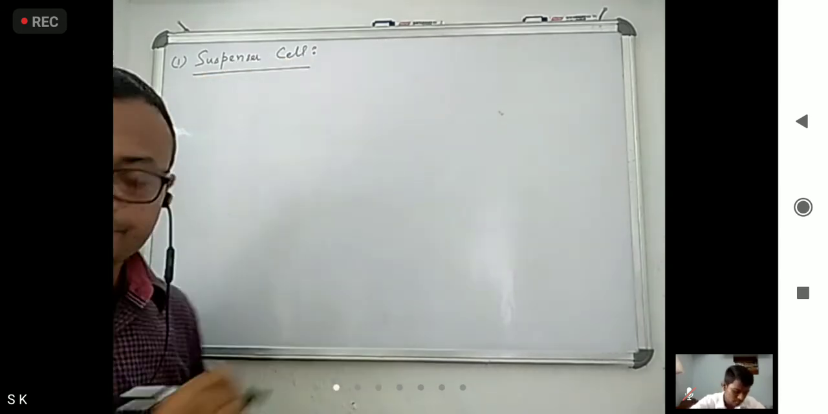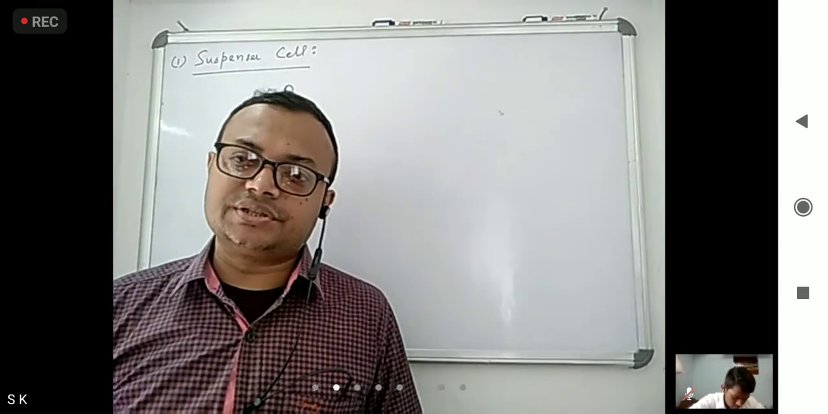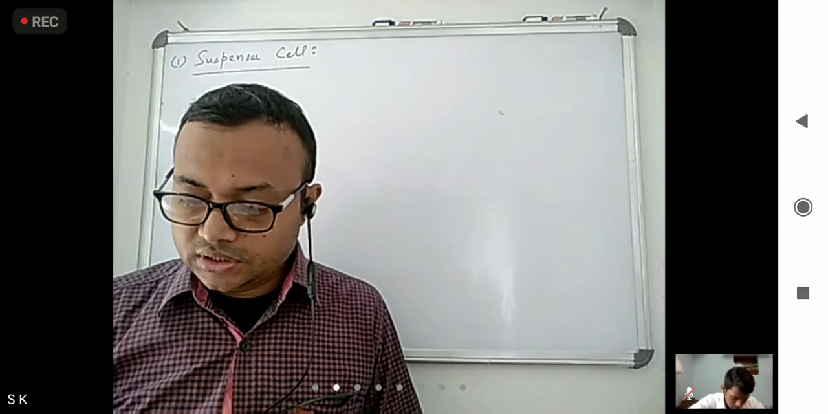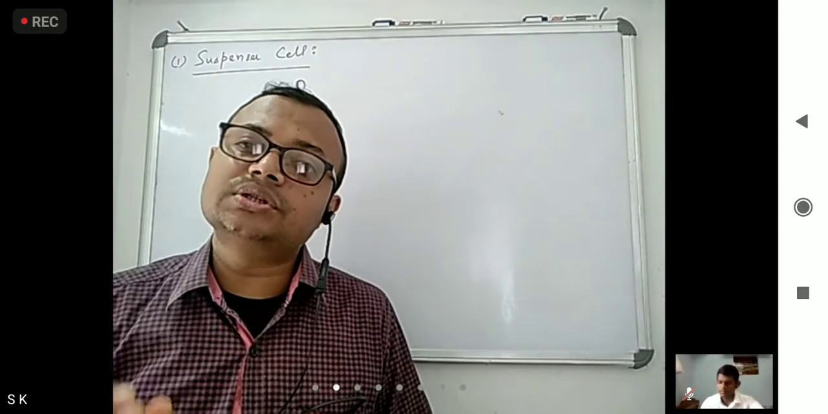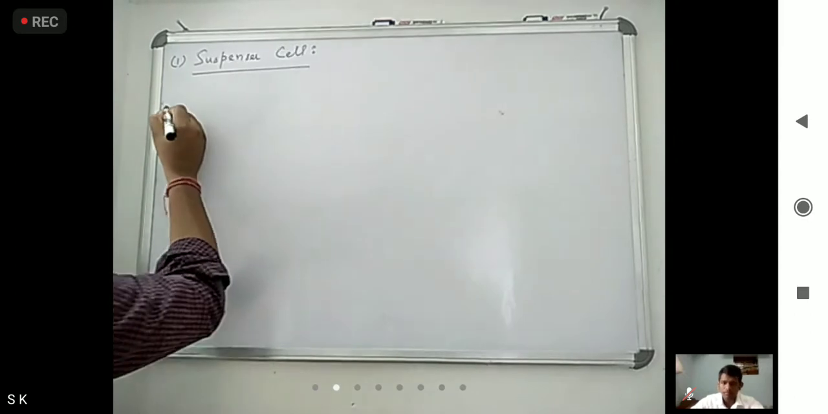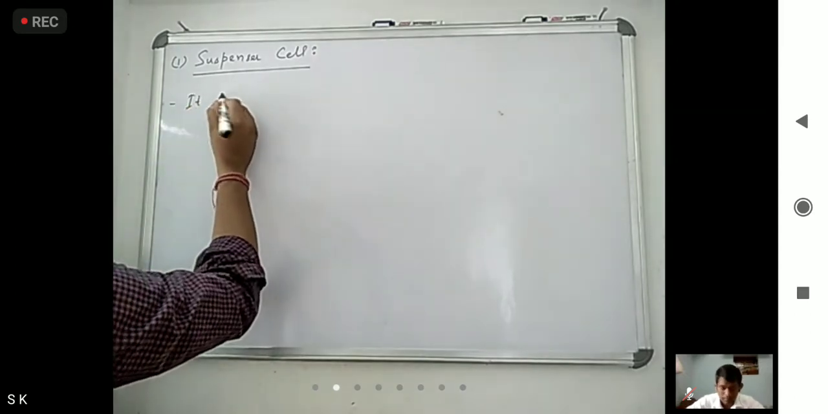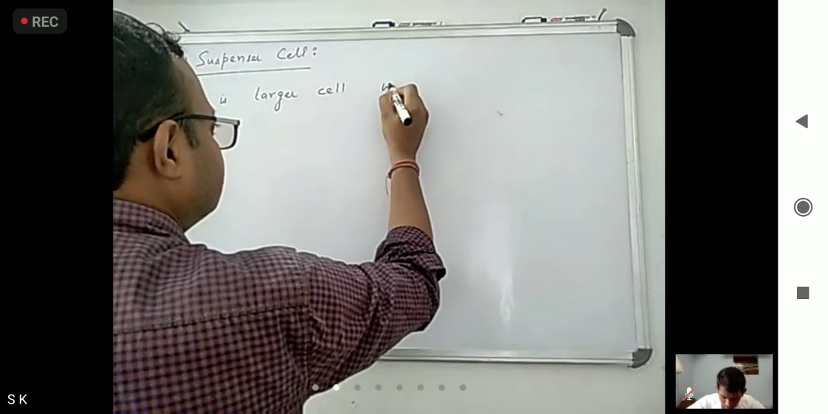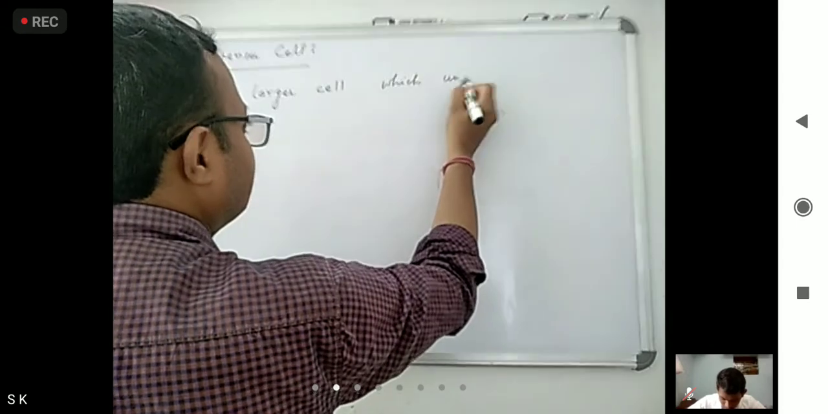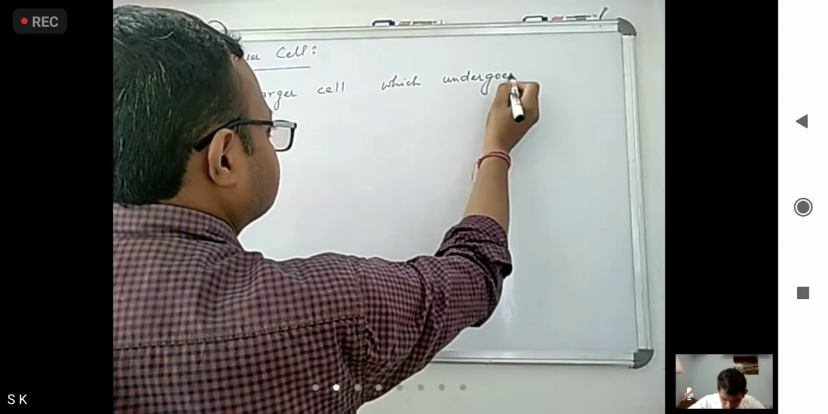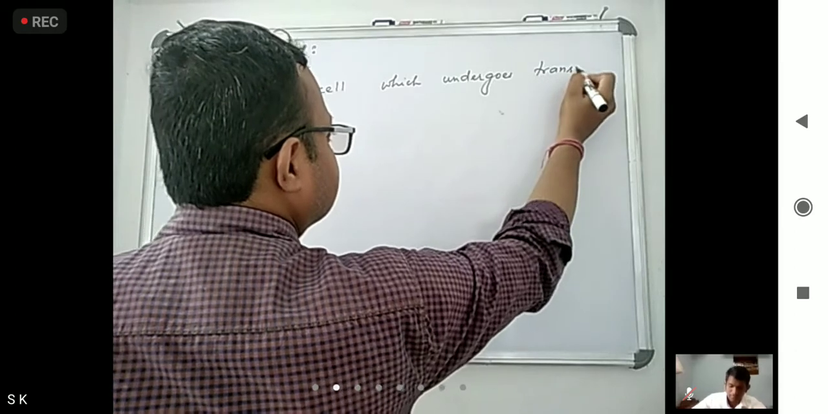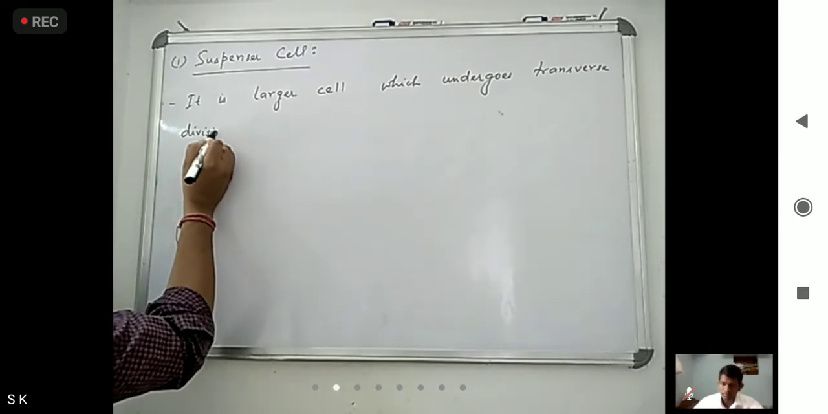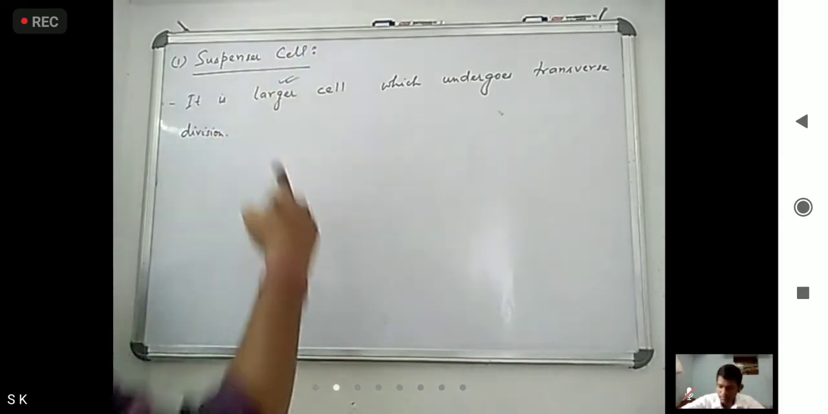Suspensor cell. Okay, as the name suggests, it helps in suspension. So it is a larger cell. It is a larger cell which undergoes transverse division. Okay, you have to remember, the suspensor cell is what?